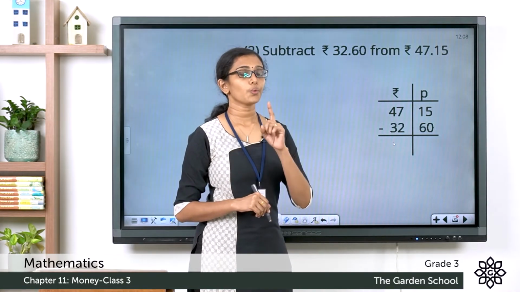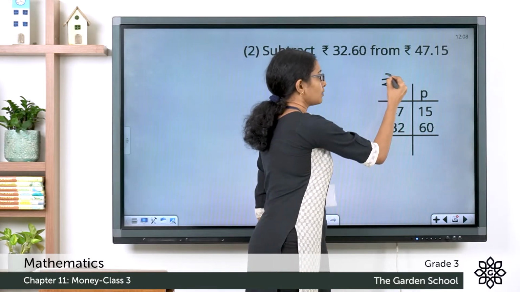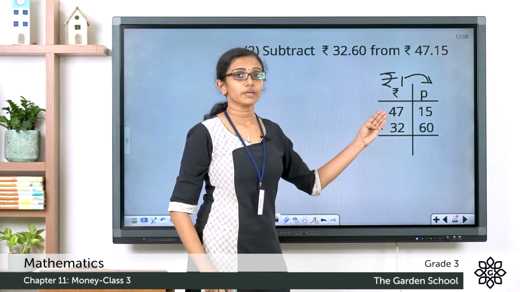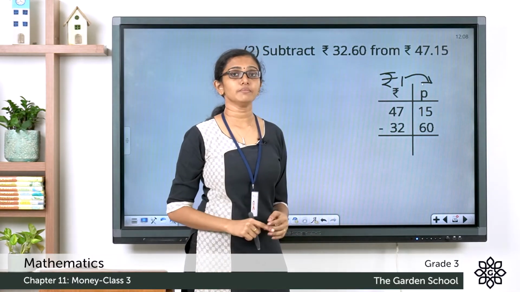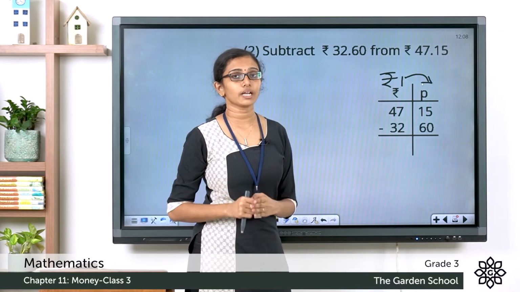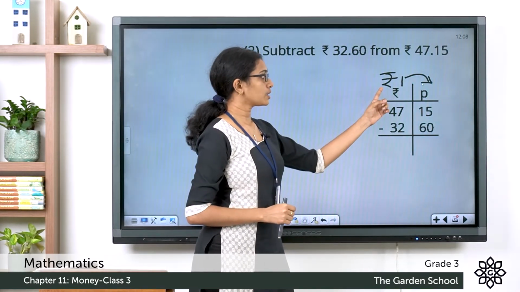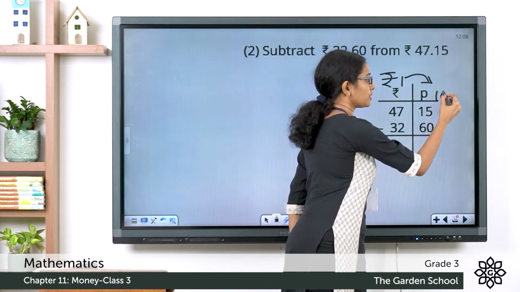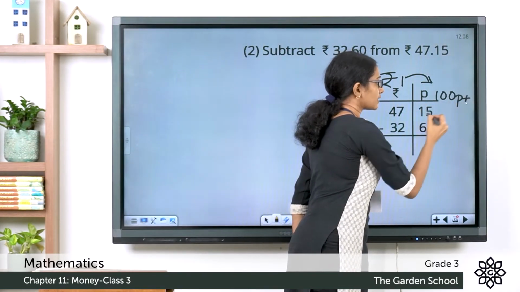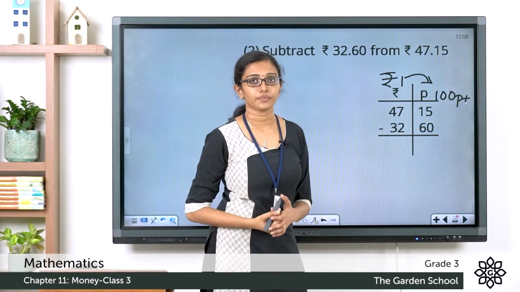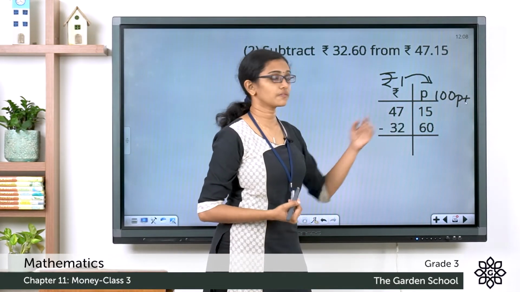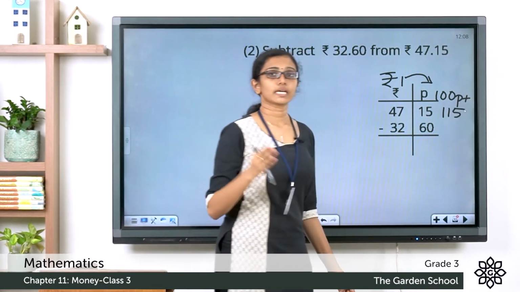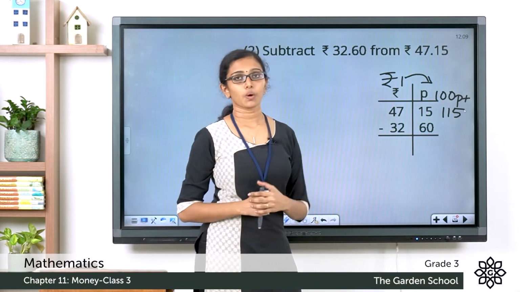So let's borrow 1 rupee from the rupee column and give it to the paise column. So 1 rupee when given to the paise column becomes 100 paise, which is the equivalent of 1 rupee. So borrowing 1 rupee and giving it to the paise column, here we have 100 paise plus the 15 paise we already have here. So this becomes 100 plus 15 or 115. Now we can subtract this 60 from 115.